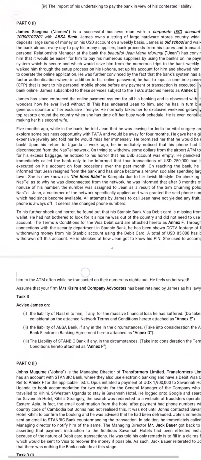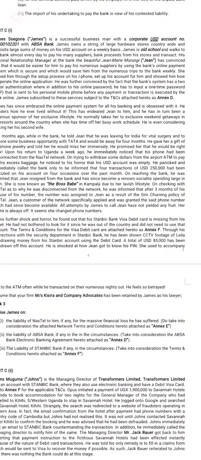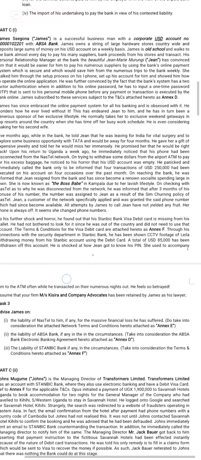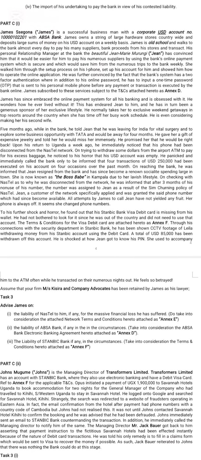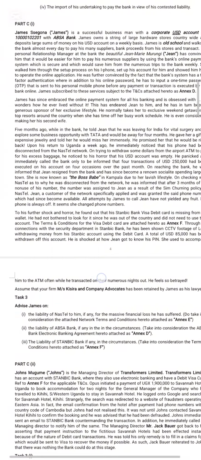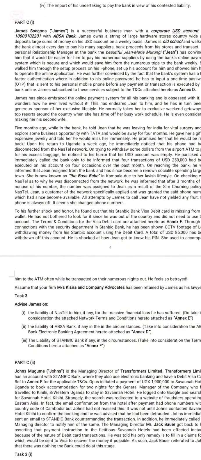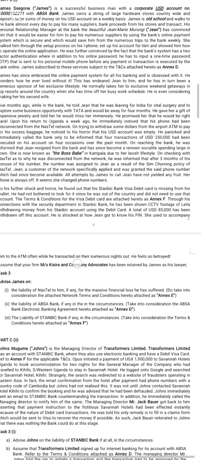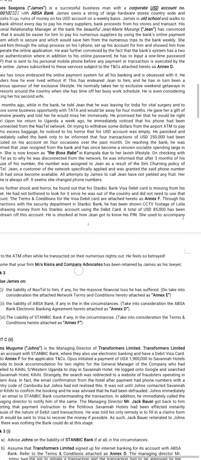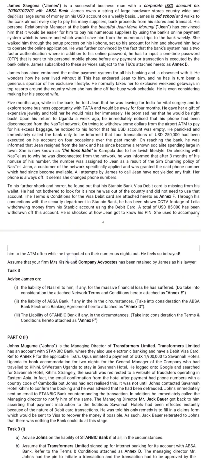His personal relationship manager at the bank, the beautiful Jean, has convinced him that it would be easier for him to pay his numerous suppliers by using the bank's online payment system, which is secure and which would save him from numerous trips to the bank weekly. James has since embraced the online payment system for all his banking and is obsessed with it. He wonders how he ever lived without it.